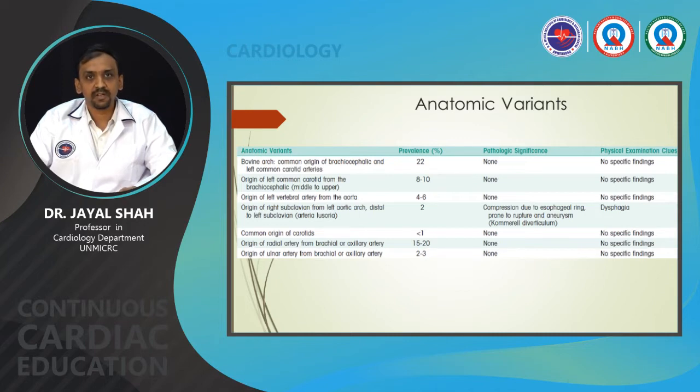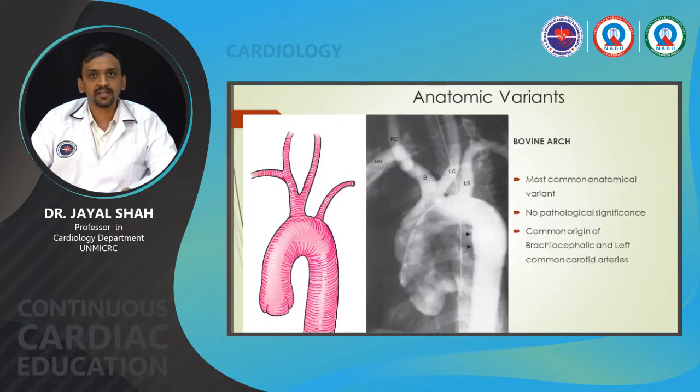Another important anatomic variant is the origin of the right subclavian artery from the aortic arch distal to the left subclavian artery, also known as arteria lusoria, which has pathologic significance because it might lead to compression of the esophagus and dysphagia. Sometimes the compression also leads to aneurysm formation, which is prone to rupture, known as Kommerell's diverticulum. The less common variants are the common origin of carotids, and origin of the radial or ulnar artery from the brachial or axillary artery.